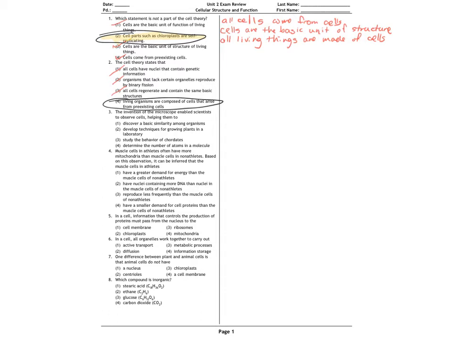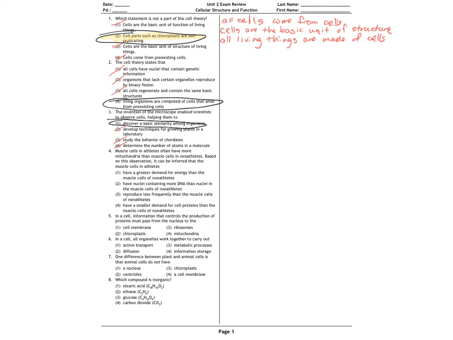For number 3, the invention of the microscope enabled scientists to observe cells, helping them to discover a basic similarity among organisms, which, as contrasted with the other choices about growing plants in a lab, studying the behavior of chordates, which is a type of organism, or determining the number of atoms in a molecule, those are not part of the cell theory and are not common to all living things.